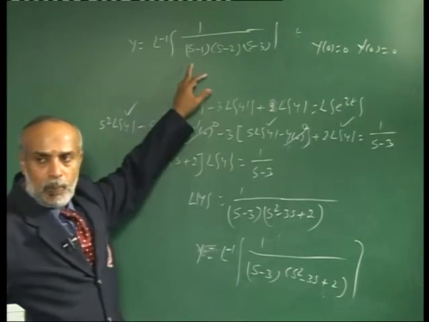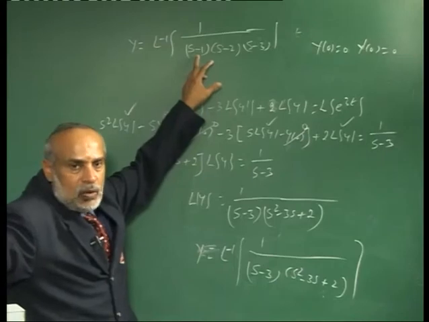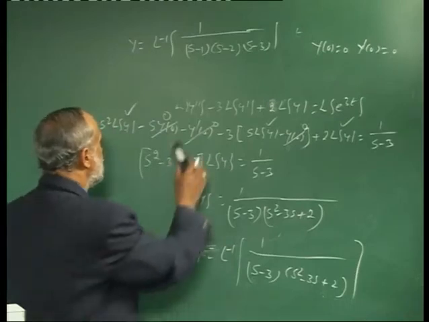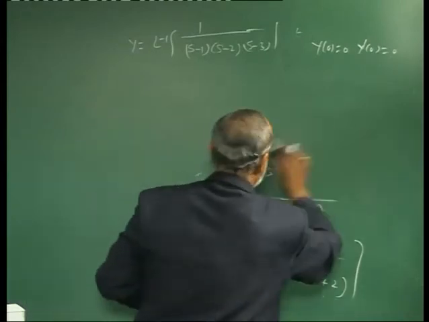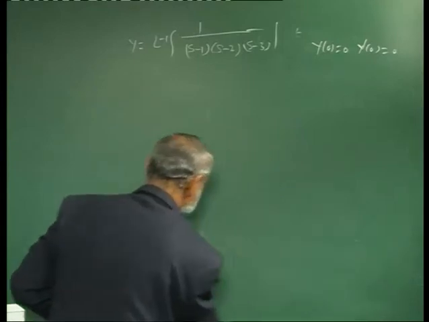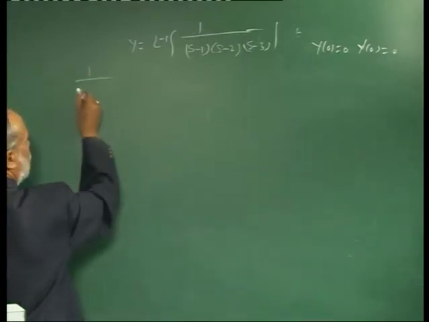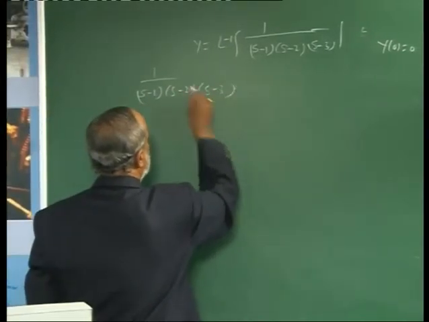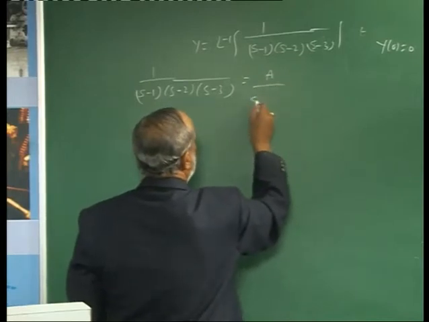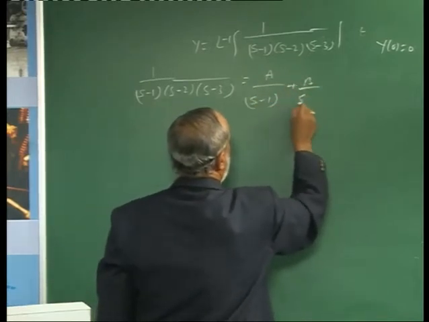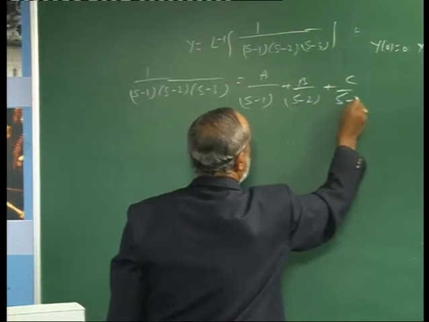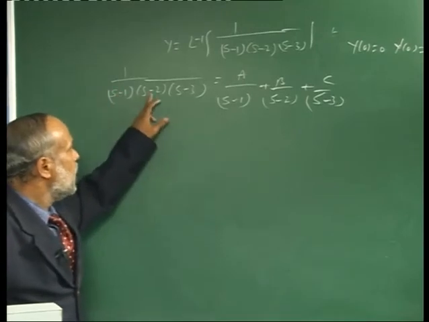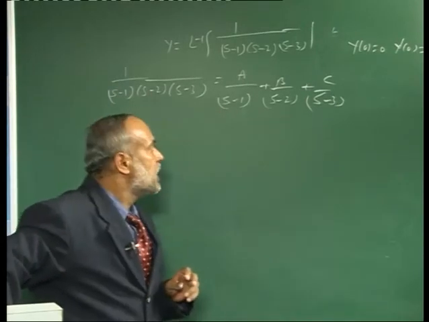Now it is not possible to apply the inverse Laplace transform as it is because there are three terms. Now it can be solved by partial fractions. 1 divided by s minus 1, s minus 2, s minus 3 can be written as a divided by s minus 1 plus b divided by s minus 2 plus c divided by s minus 3. You can split it into three parts.